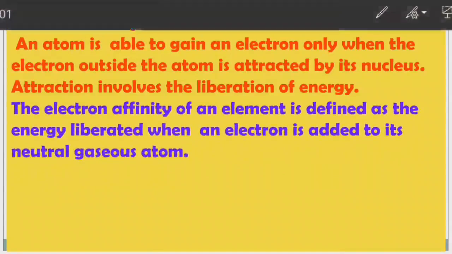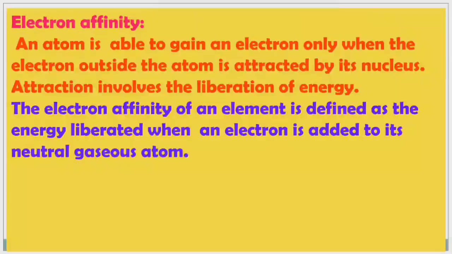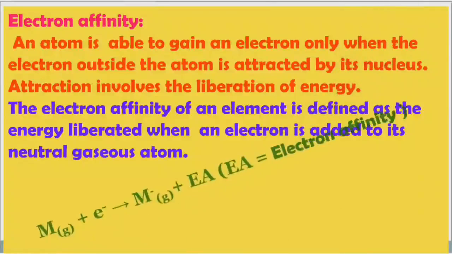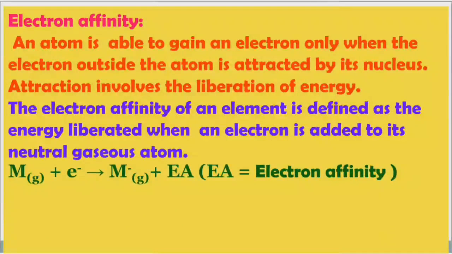Now we will see the definition of electron affinity. The electron affinity of an element is defined as the energy liberated when an electron is added to a neutral gaseous atom. Here M is the neutral gaseous atom. When an electron is added to a neutral gaseous atom, it forms an anion and releases some amount of energy. That energy is the electron affinity. Here A is the electron affinity.